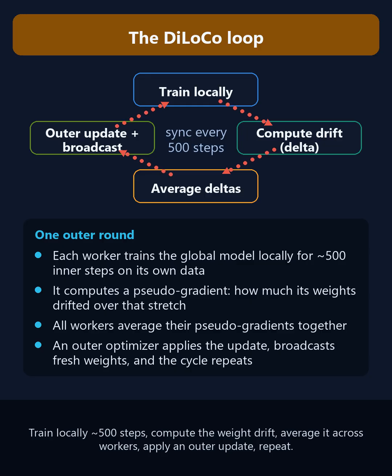Here is the loop. Each worker takes the current global model and trains locally for a large number of inner steps, roughly 500, using its own data. Then it computes a pseudo-gradient, simply how much its weights drifted during that stretch. All the workers average those pseudo-gradients together. An outer optimizer applies that average to update the global model, and the fresh weights are sent back to everyone. Then the whole cycle repeats.